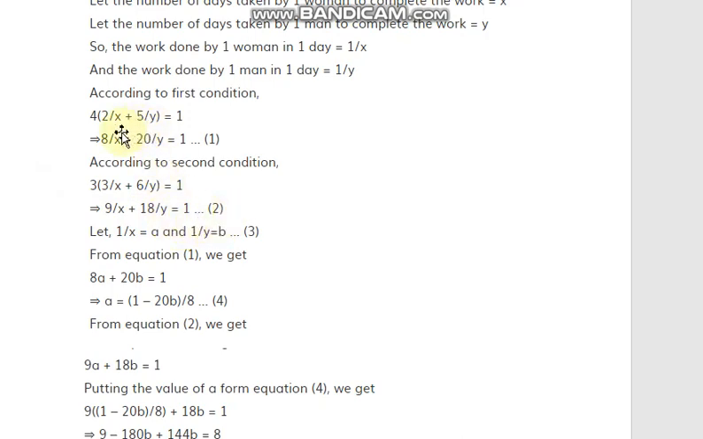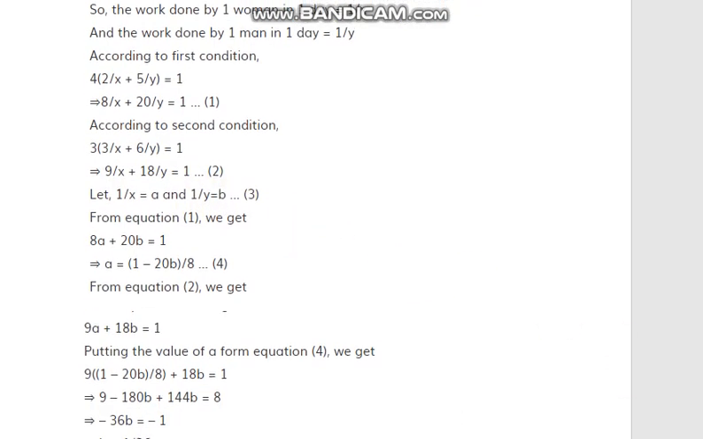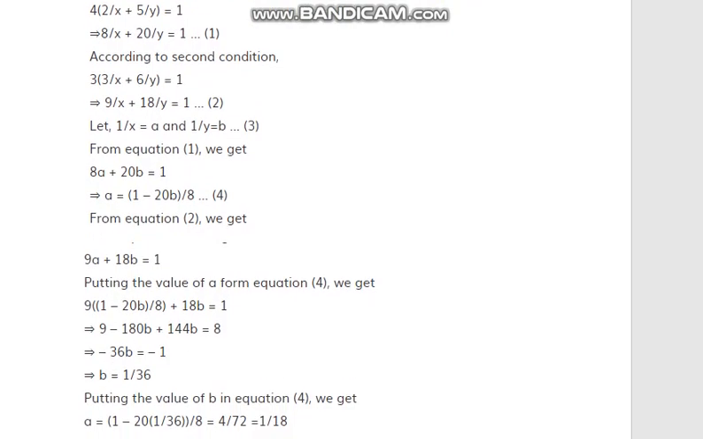So basically you are getting here a pair of equations which are not linear, but you can convert them into linear form by placing 1 upon x equals a and 1 upon y equals b. So here I have written the solution, and the next sum you have to solve as homework.